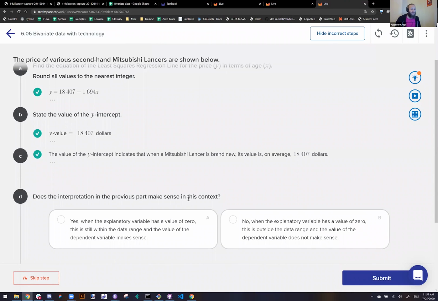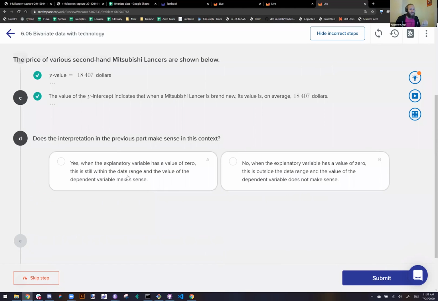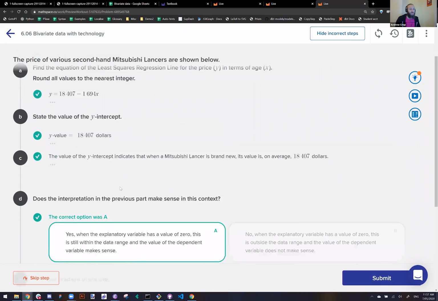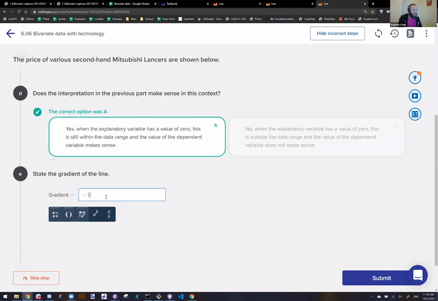Does the interpretation in the previous part make sense in this context? And so when the explanatory variable has a value of 0, this is within the data range, and the value of the dependent variable makes sense. That's true. We are not extrapolating here. We have an age 0 car, so we're not going outside of that green zone into the red zone. It might not make sense for other reasons, but it makes sense when we're comparing interpolation and extrapolation. State the gradient of the line. That's this one, minus 1694.